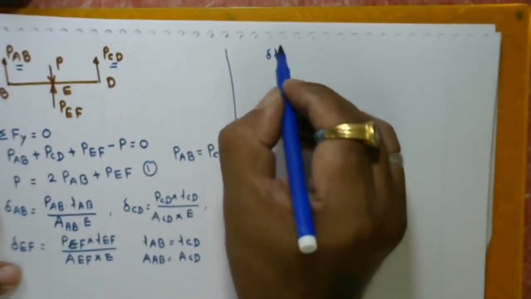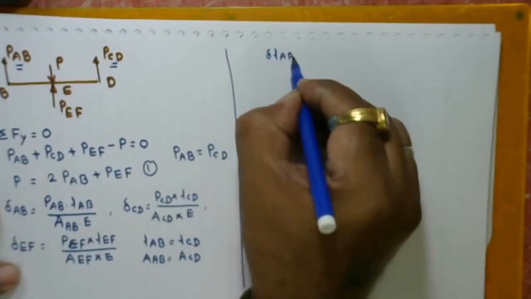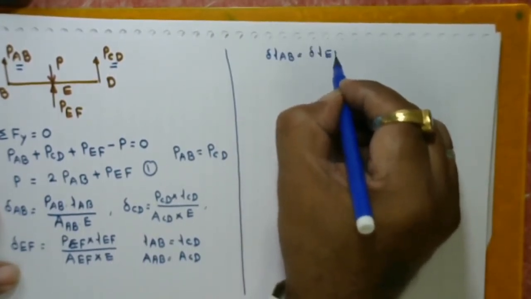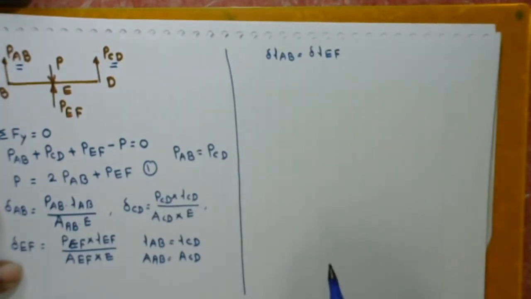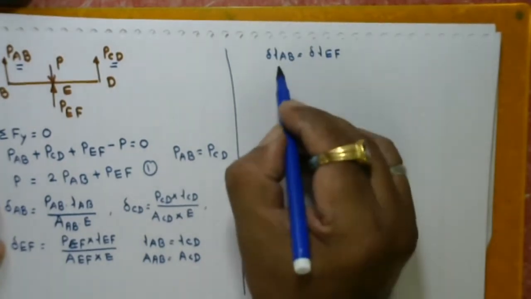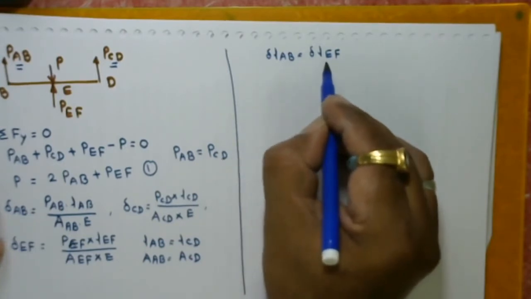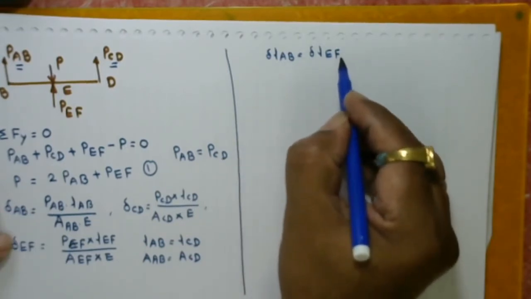delta L AB is equal to delta L EF, that is, whatever deflection the AB link will have, the EF link will have the same deflection. That's why we have taken the elongation of the link AB equal to the elongation of the link EF.